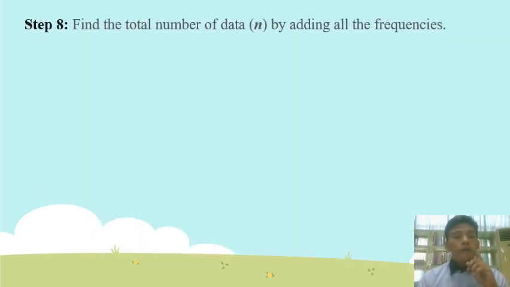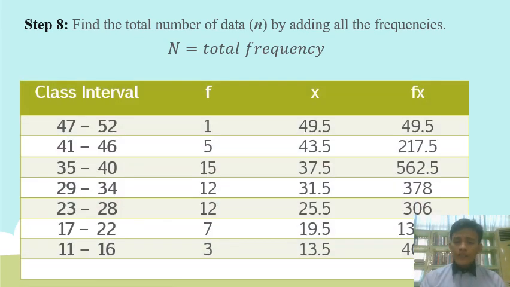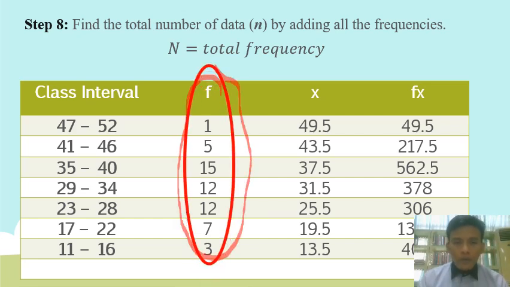Step 8. Find the total number of data, which is n, by adding all the frequencies, where n is the total frequency. Okay, if this will be our data, this will be the frequency. We need to add all the frequencies. So 1 plus 5 plus 15 plus 12 plus 12 plus 7 plus 3. That will be n is equal to 55.